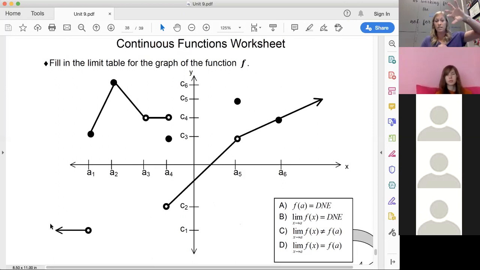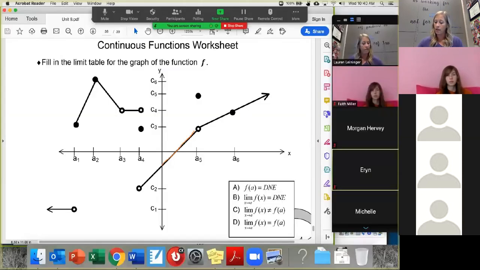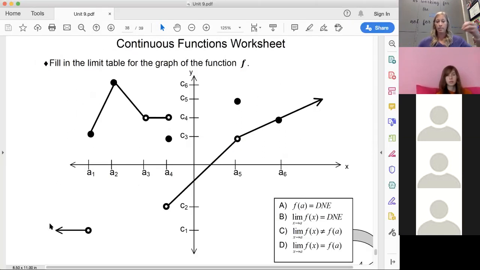It's 2 separate sections. Logically speaking, at A5, if I was drawing along here, I would literally have to pick up my pencil to draw this up there. So continuity really depends on whether you're actually picking up your pencil to draw the different sections.